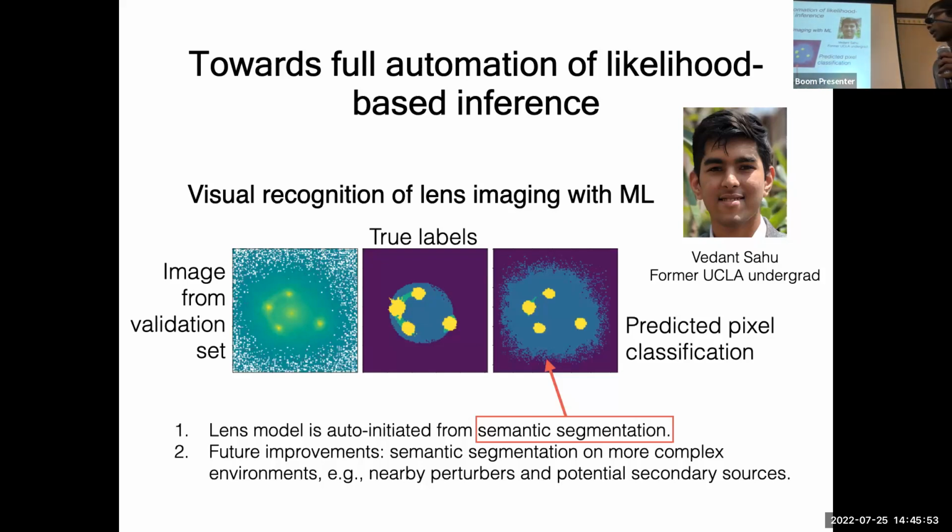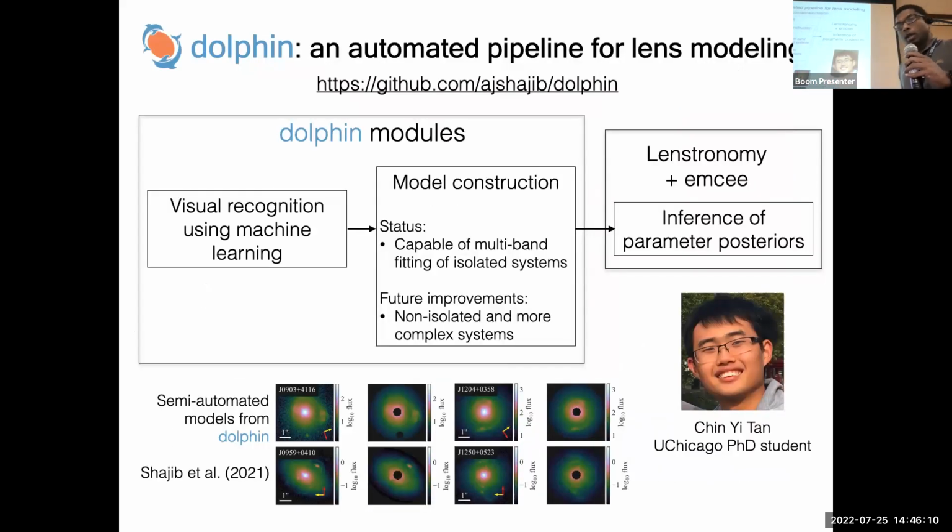But we are still working on it. So in the future, this is the simplest case of a lensing system, but we want to upgrade this network to also detect nearby perturbers and secondary source components. So the automated pipeline that I'm building based on this hybrid approach is called Dolphin.